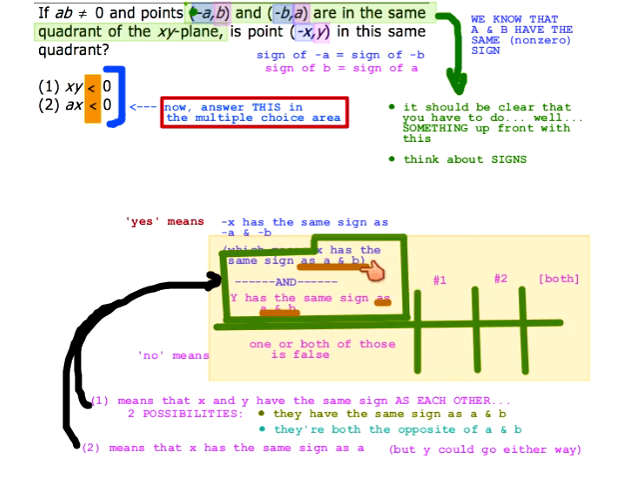But notice, okay, the yes case here means that you have to have both x and y having the same sign as both a and b. That's the only way to get the top box checked off here.